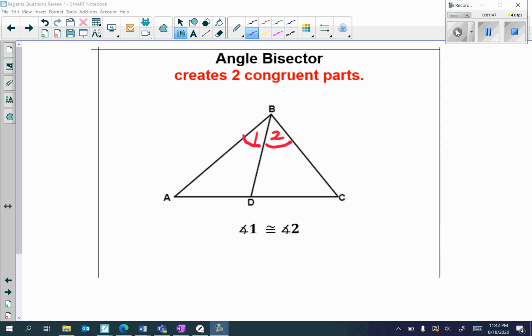Next, I have an angle bisector. An angle bisector creates two congruent parts. So BD is bisecting the angle ABC. And that angle is being cut into two congruent angles. I label them as angle 1 and angle 2. Therefore, angle 1 is congruent to angle 2. They have the exact same measure. An angle bisector creates two congruent parts.